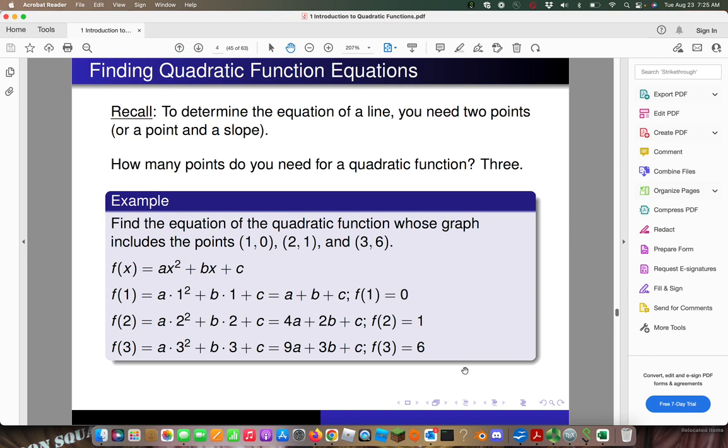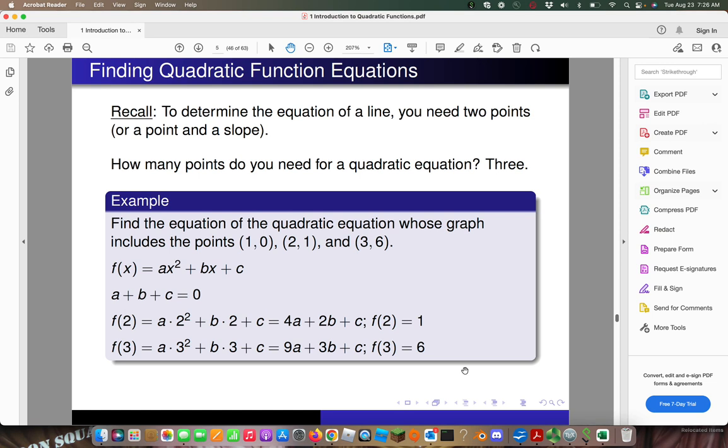So now let's go ahead and clean those up. We really just have three nice equations. That first line says that f of 1 is equal to a plus b plus c. It also says that f of 1 equals 0. Both of those f of 1s are the same number, which means that a plus b plus c and 0 have to be equal. So we get a plus b plus c equals 0. So we get a nice little equation.